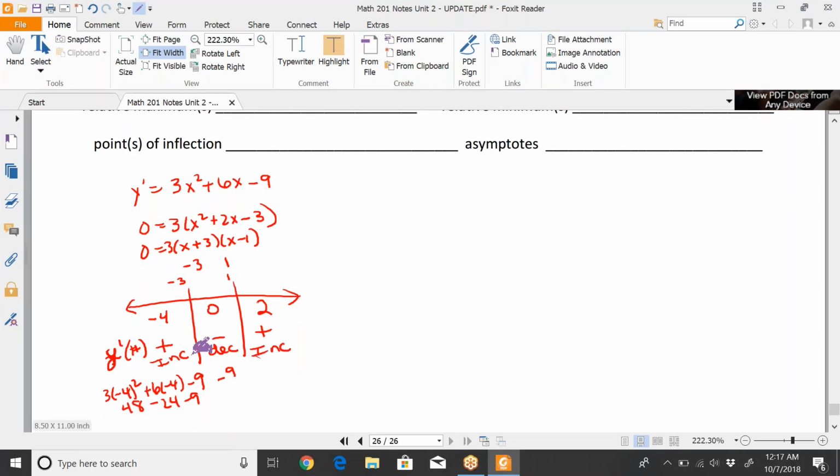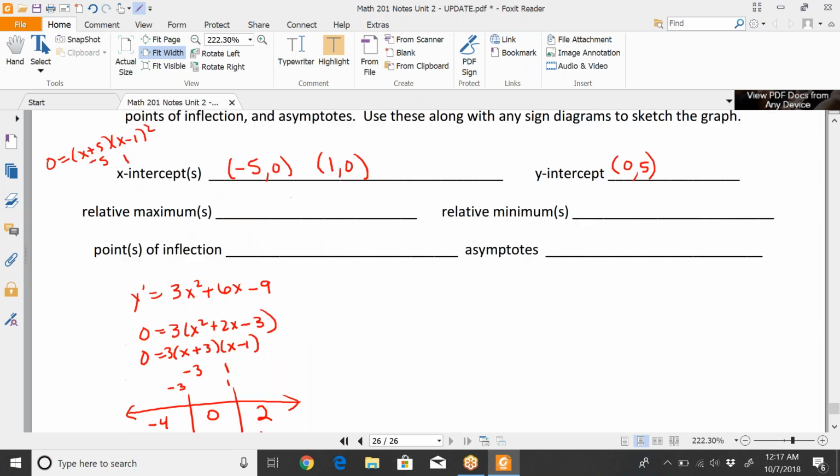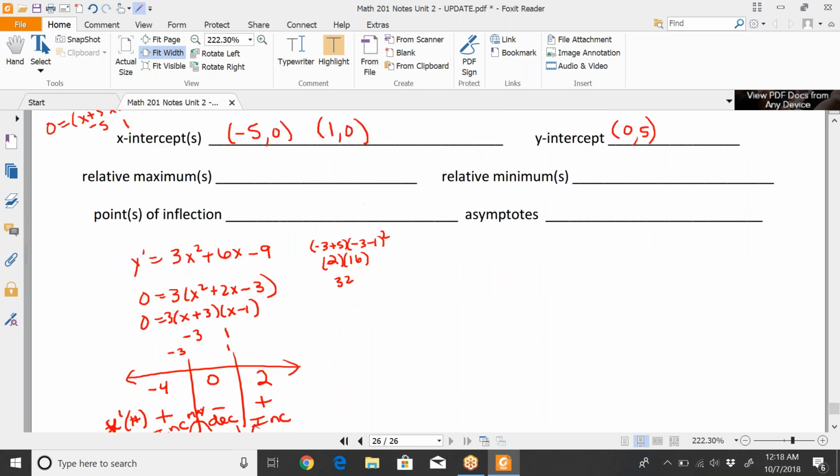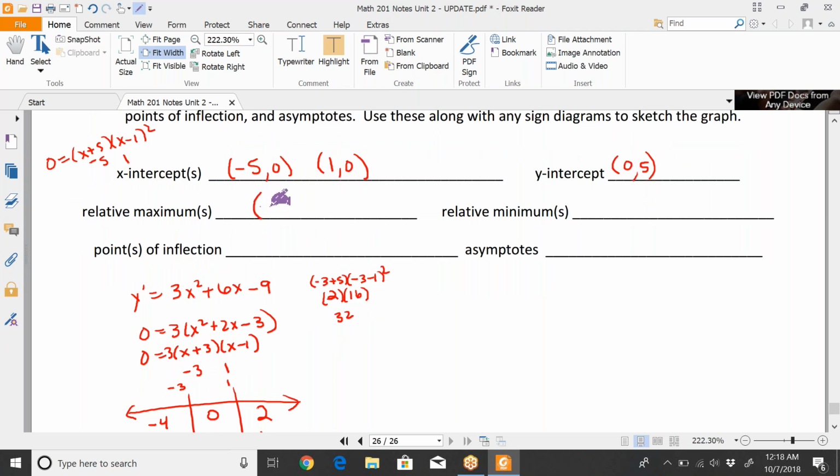Okay, so what that tells me is increasing and then decreasing means we had a max, and decreasing to increasing means we had a minimum. So to find the actual values, you have to go back to the original function. It might be easier to plug into the factored version here. So -3 plus 5, and -3 minus 1 squared, that is +2, and that'll be -4 squared, so that's 16. So that's going to be 32. And that was for the relative max. So our relative max happens at -3, 32.